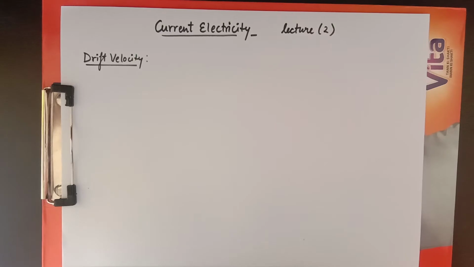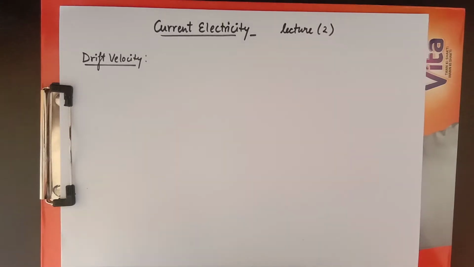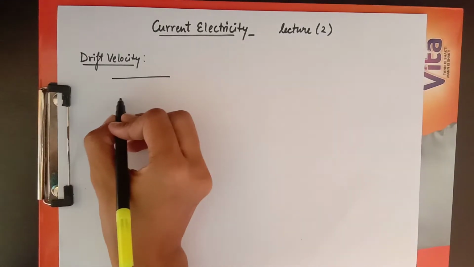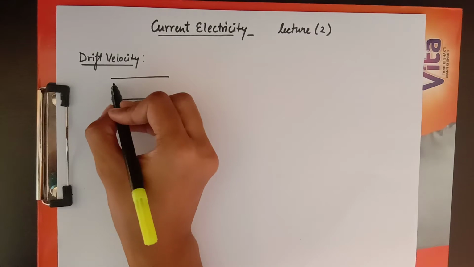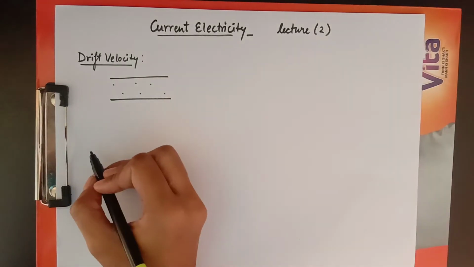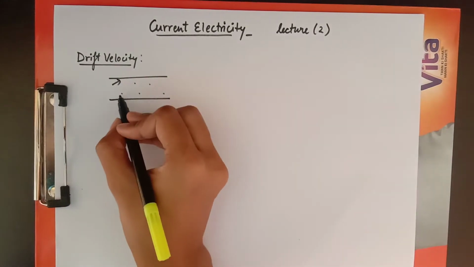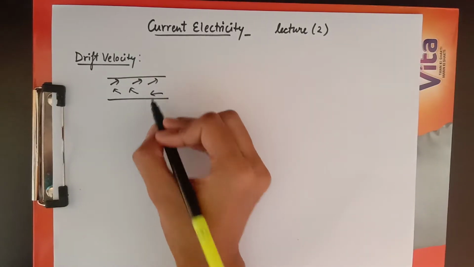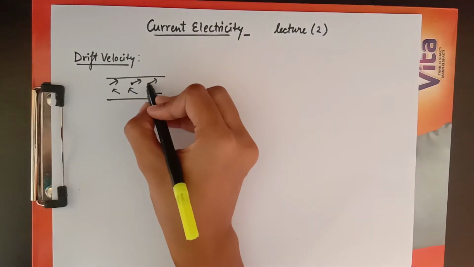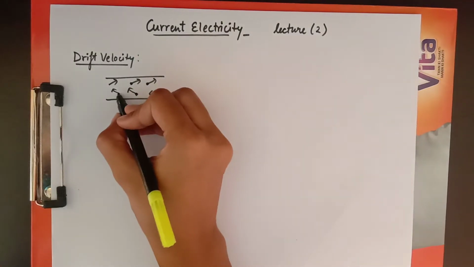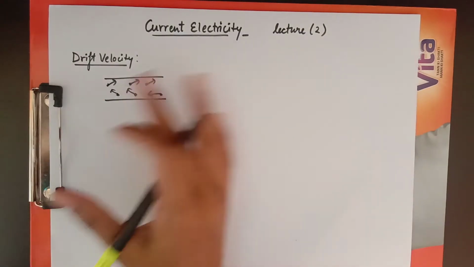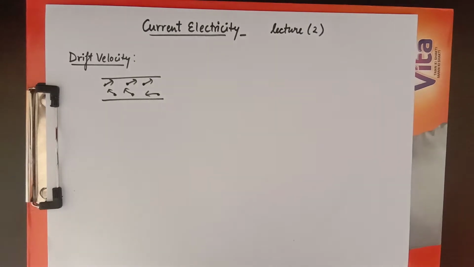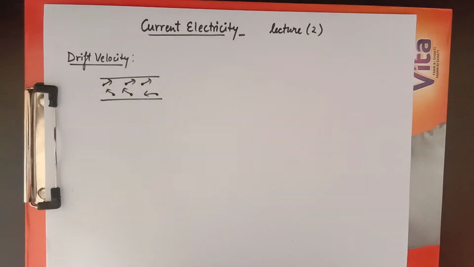At room temperature, these electrons move at random within the body of the conductor like this. If this is your conductor, say this is a metal wire, and there are so many free electrons. So at room temperature, these electrons have some random motion. That's why we call them free electrons. So if these are the free electrons, they have some random distribution of speeds, or we can say they move randomly within the conductor like gas molecules.